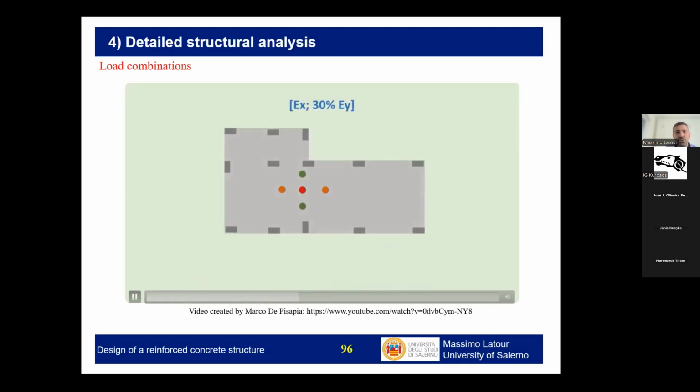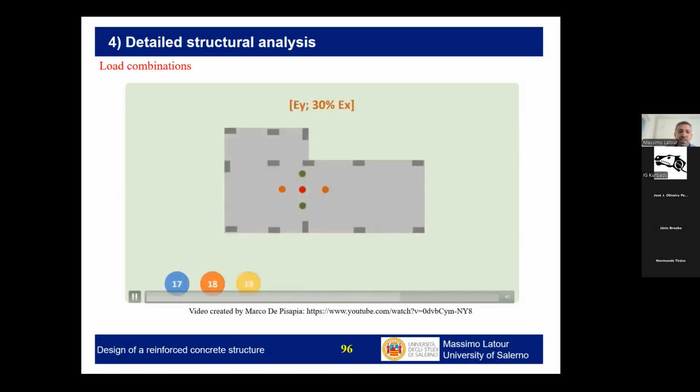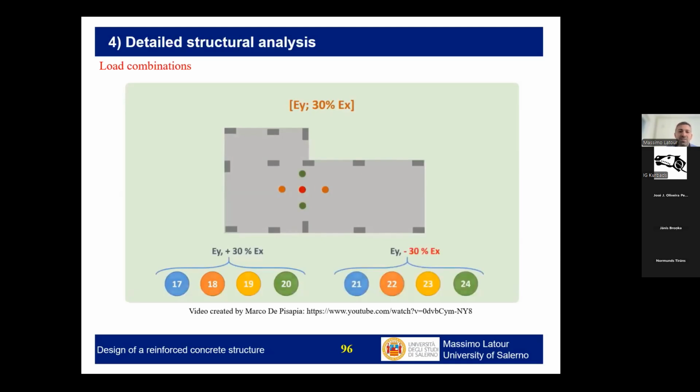And then we have to continue because we will have minus x and plus 30% in the y direction and the opposite. So other 4 combinations that you see here, minus minus at this point, every time applied in 4 different points. So this is the problem. The same will have to be done for the y direction. So we have 16 combinations, let's say, with the main action in the longitudinal direction of the building, and other 16 with the main action in the transverse direction of the building. Okay, so in total there are 32.